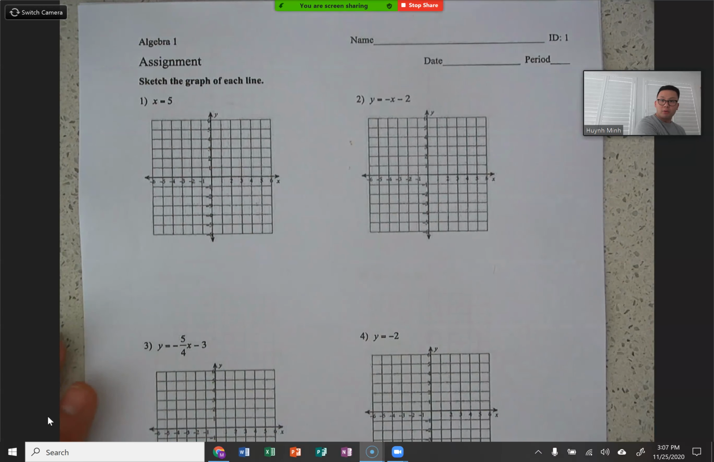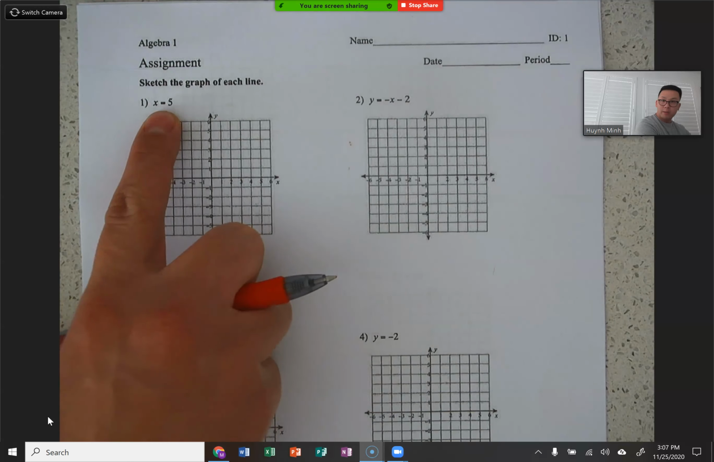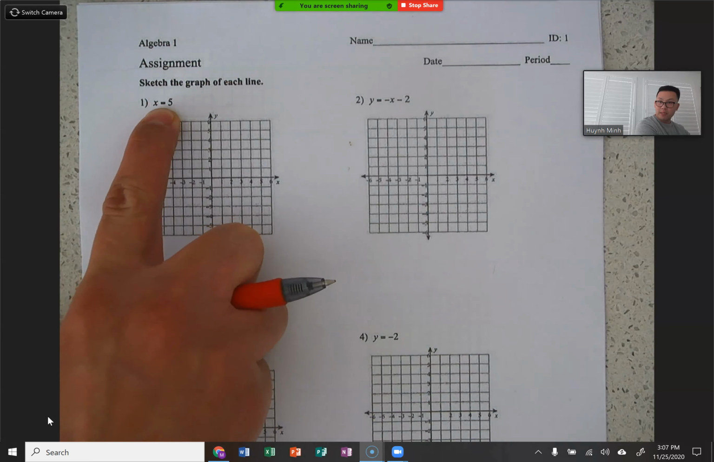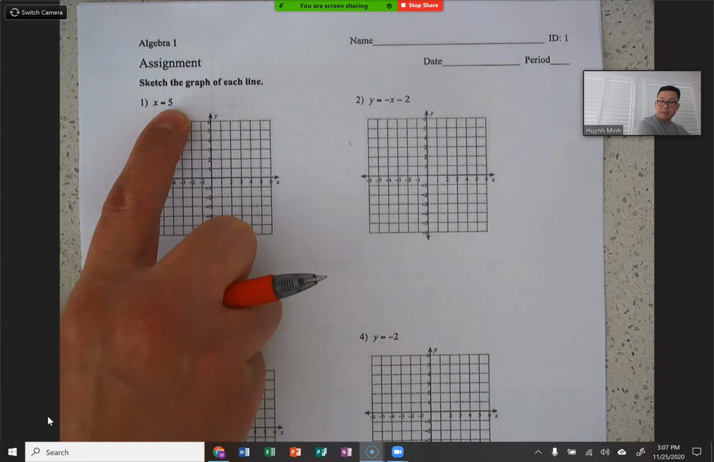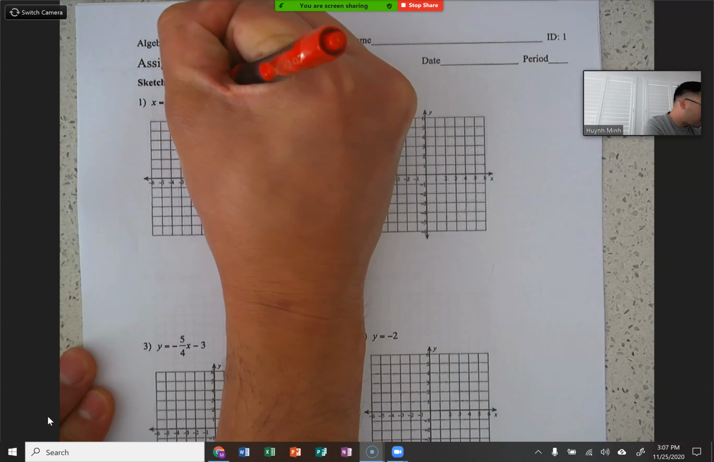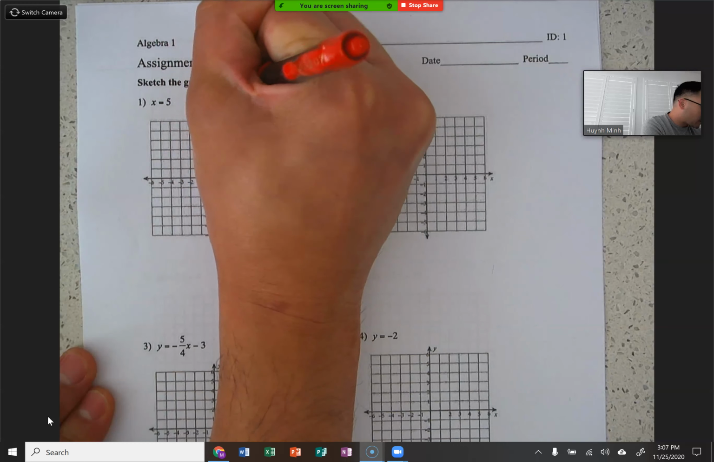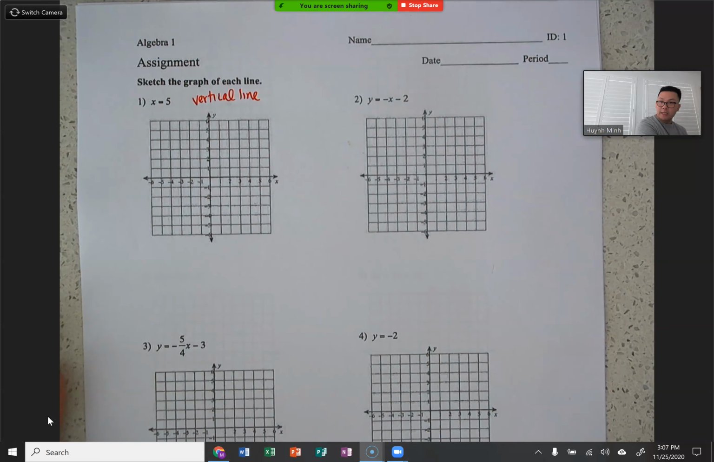So when you do graphing, just make sure you make note of a few things. One, when x is equal to a number, very simple stuff, that's going to represent a perfectly vertical line. So that's going to be a vertical line. Now think, if y is equal to a number, then that would be a perfectly horizontal line. So that's going to be for a problem coming up.